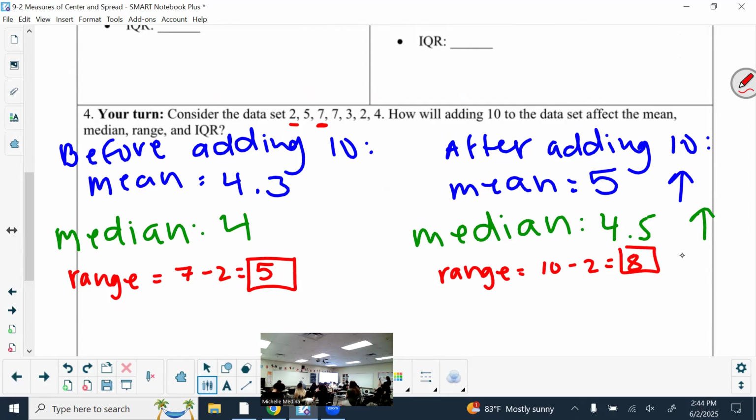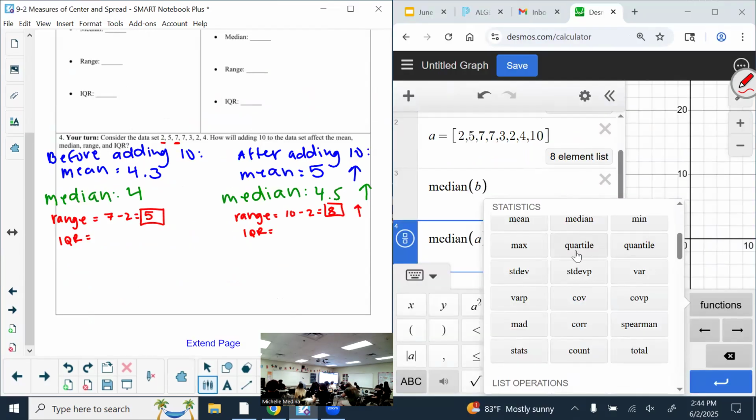So it increased again. And IQR. IQR is another one that the calculator won't explicitly tell you. I mean, some graphing calculators will, but this one doesn't. Desmos does not. It can tell you your quartiles, like with some of these buttons you see here, like quartile.